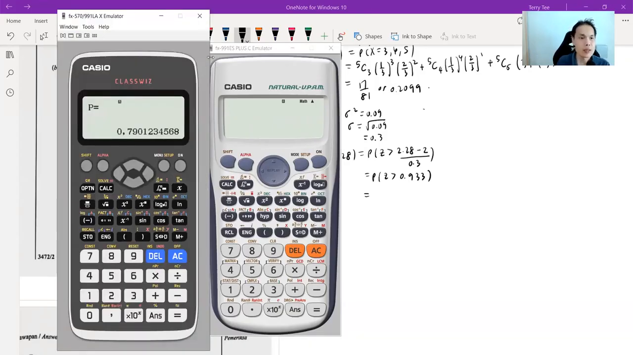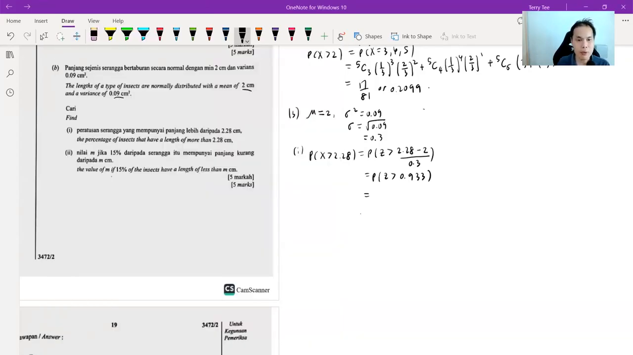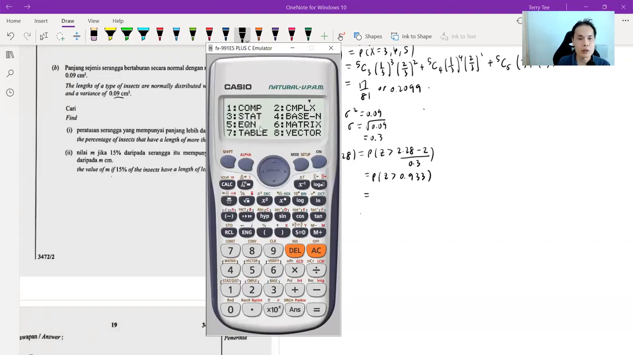I can use this and this. So let me start with the silver one. Okay, the silver one, I will press mode. You go to number 3 for stats. All right, just press AC. Yeah, as long as in stats mode, we can use this.